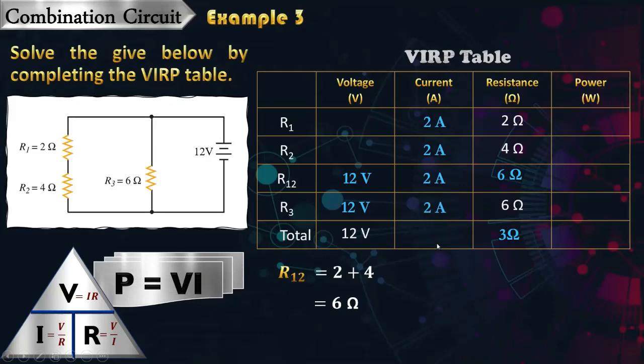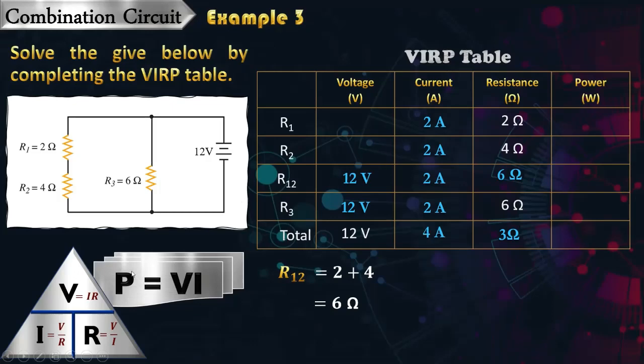A suggestion, class: use the formula instead of getting the total by adding, as we sometimes did previously. This time, remember, R12 and R3 are in parallel. So as much as possible make sure to use the formula instead of totaling. So to get the total current we have 12 divided by 3 is 4. And fill in the voltage.